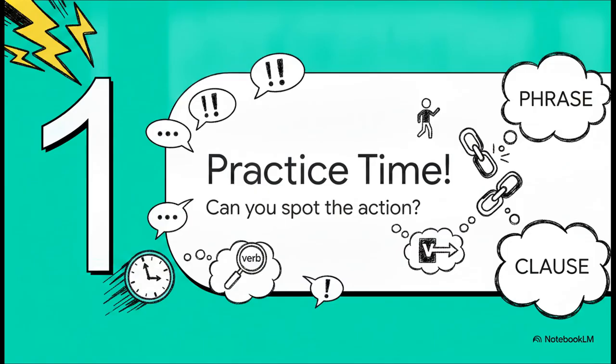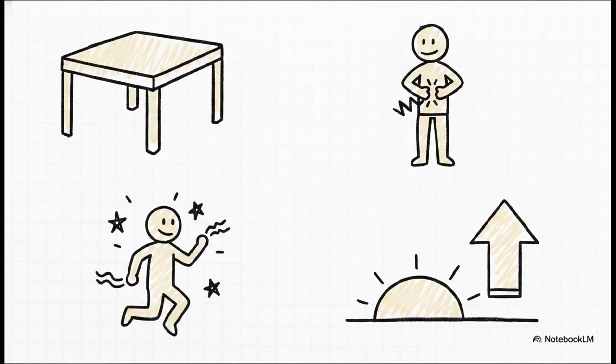All right, it is practice time. Can you spot the action? Section 2. Get ready to shout your answers right at the screen. Here we go, rapid fire. First one, on the table. Is it a phrase or a clause? It's a phrase, no action. Next up, because I was hungry. Phrase or clause? It's a clause.